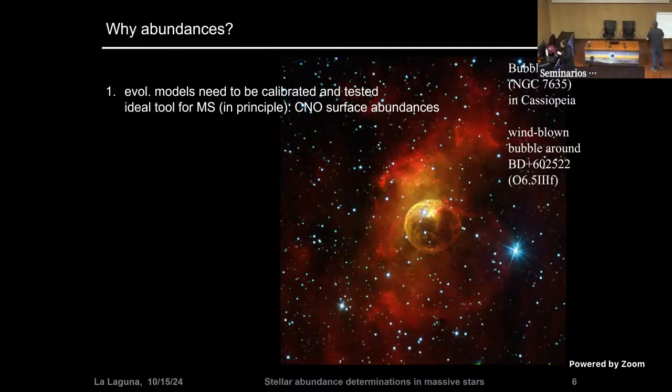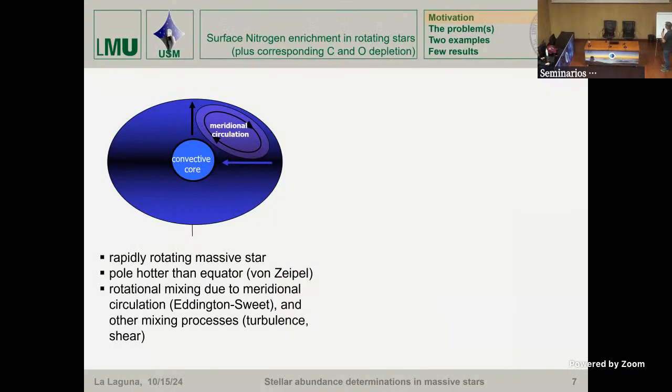And an ideal tool now for these tests is the measurement of CNO surface abundances. Why so? When we have a rotating star, particularly when it is rapidly rotating, then due to the so-called von Zeipel theorem, the pole becomes hotter than the equator, and there is a meridional circulation invoked, which finally can mix material from the core to the surface.